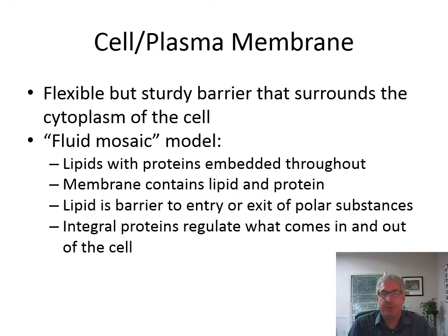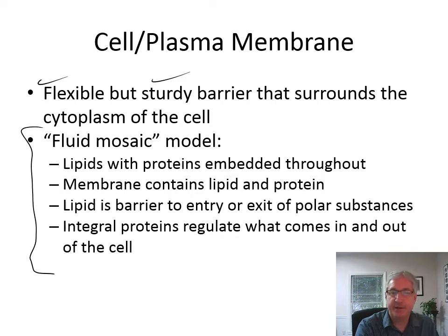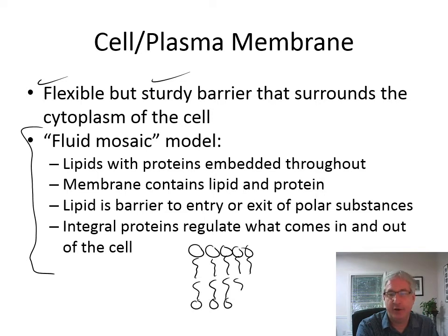So the cell or plasma membrane, one thing I want to point out, is a flexible but also sturdy barrier. It surrounds the cytoplasm of the cell. There's something called the fluid mosaic model, okay? So we talked about the lipid bilayer. So you have hydrophilic heads, hydrophobic tails, and then you have the other layer, hydrophobic tail, hydrophilic head, and so on. So here's your lipid bilayer. And then you can have proteins embedded in this lipid bilayer, okay?